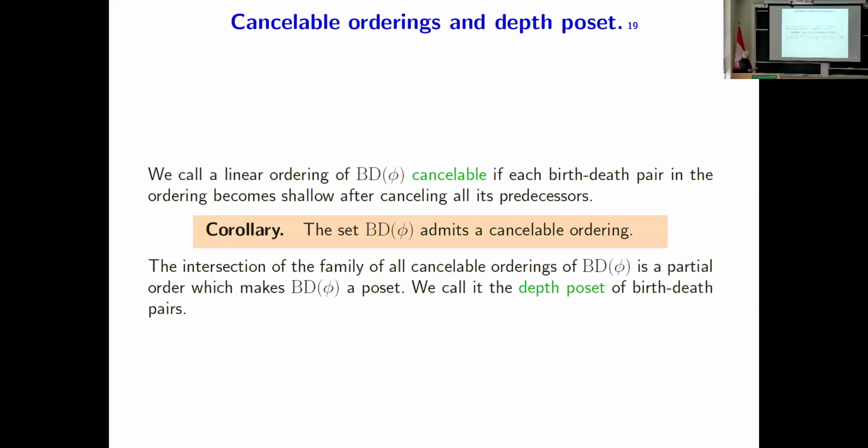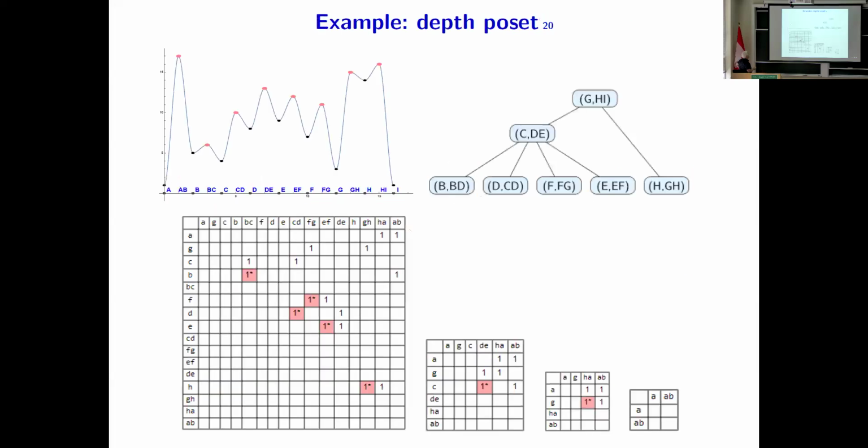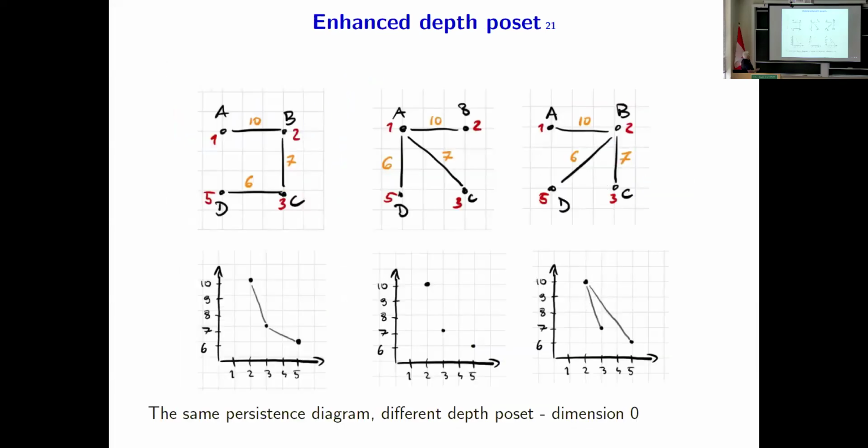And when you take the intersection of all such cancelable orderings, you get a partial order, which we call the depth poset. So in our example, back to this example, the depth poset looks like this. These are the original shallow pairs. When you cancel all of them, this one becomes shallow. When you cancel that, this one becomes shallow. So the third derived filter is already trivial. You need two derived filters to get all this, what one could call a kind of spectral decomposition. And the point is that this actually enhances the concept of depth poset.